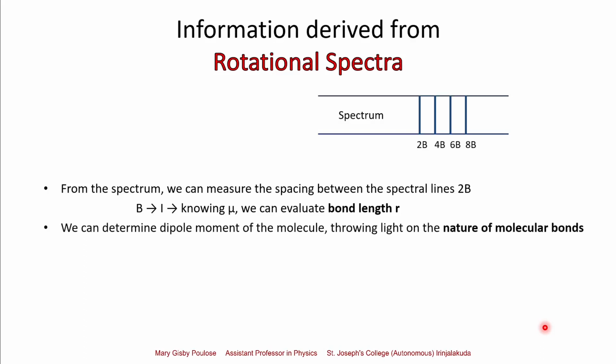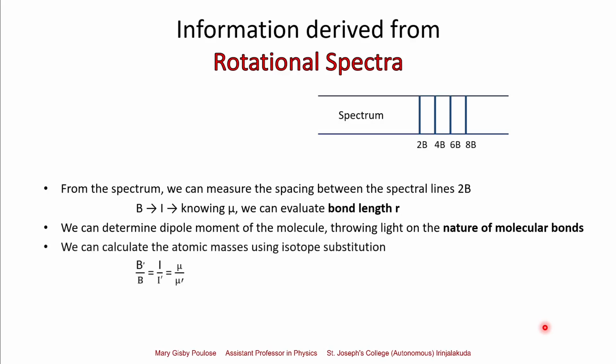Now, the second factor that we can understand from the rotational spectra is the dipole moment of the molecule. By understanding it, we can learn about the nature of the molecular bonds. Now, the third factor we understand from this rotational spectrum is that we can calculate the atomic masses using isotope substitution. If we have different isotopes, we can measure the isotopic mass using rotational spectroscopy.